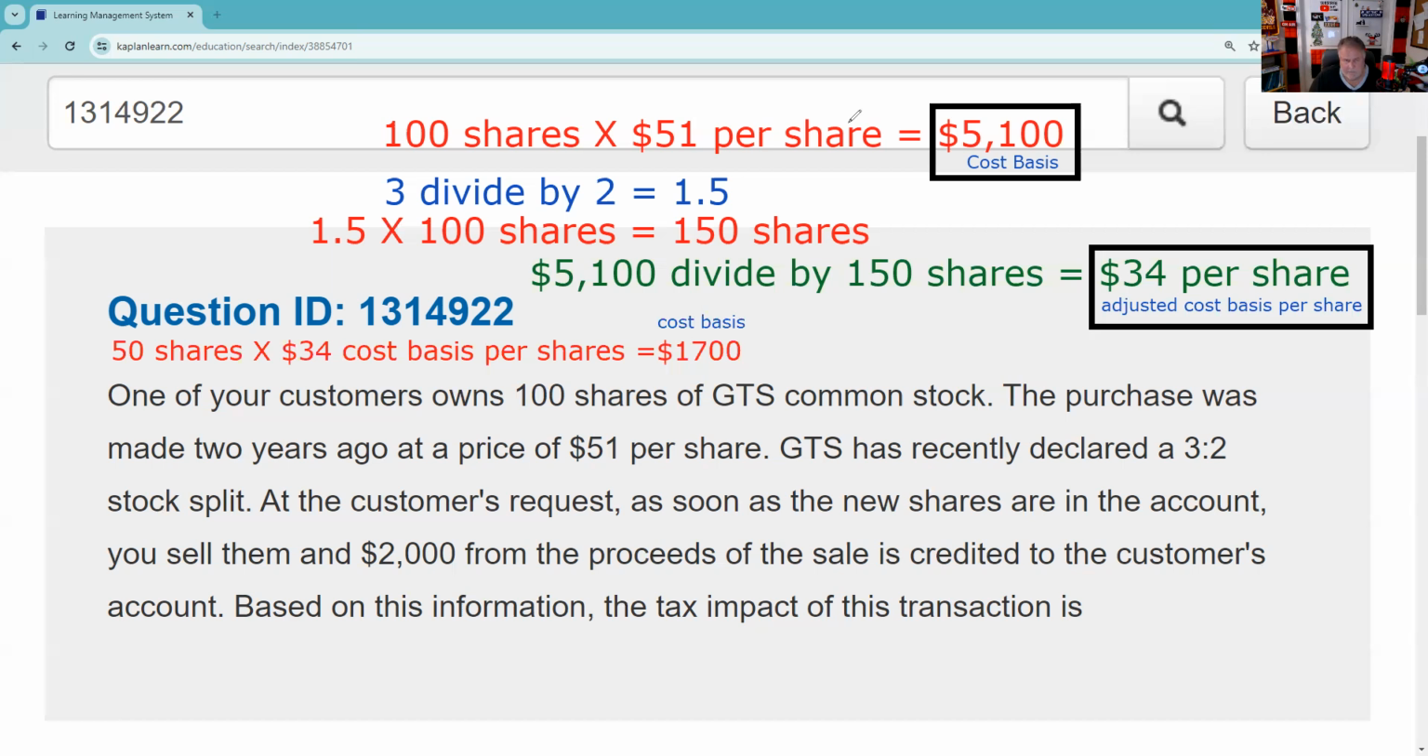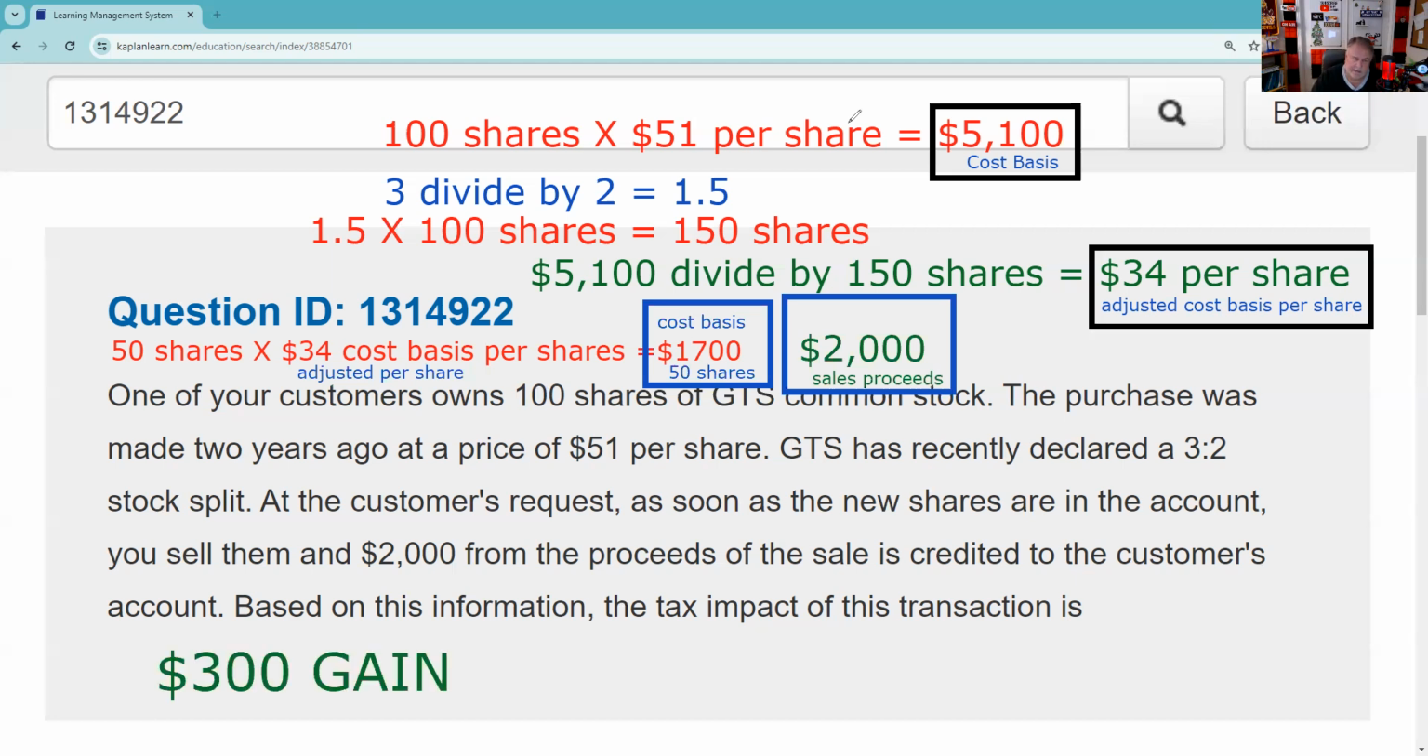It is not taxable to receive a stock dividend or stock split. What you have to do is adjust your cost basis per share. So the cost basis here still is 5,100, but that didn't buy me 100 shares now. That bought me 150 shares. So my adjusted cost base per share is $34 per share. It says I sold the stock for 2,000. So that means that's my sales proceeds. And so if my cost base on the 50 shares was 1,700, I sell it for 2,000. The answer is I have a $300 gain.